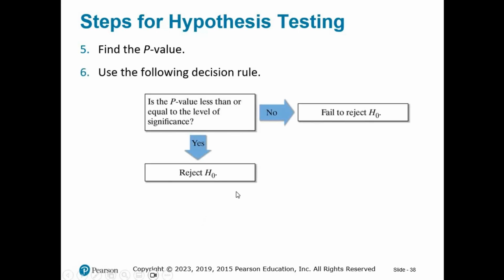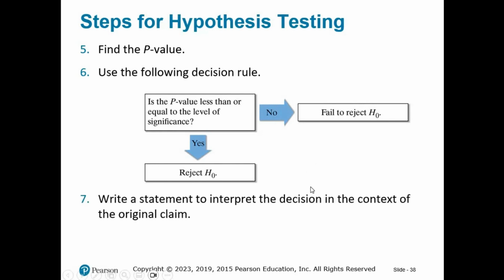Then use the following decision rule. Is the p-value less than or equal to the level of significance? If it is, you need to reject the null hypothesis. If it's not, you fail to reject the null hypothesis. And lastly, write a statement to interpret the decision in the context of the original claim.